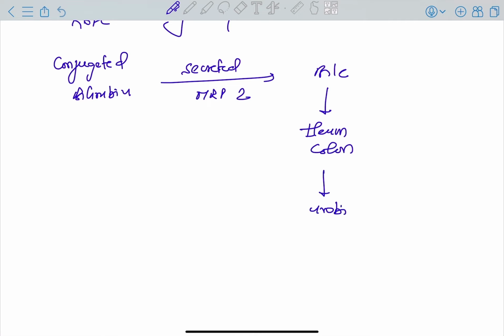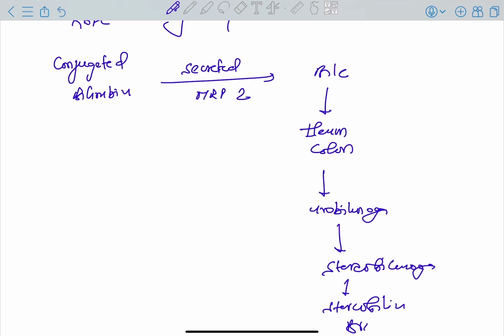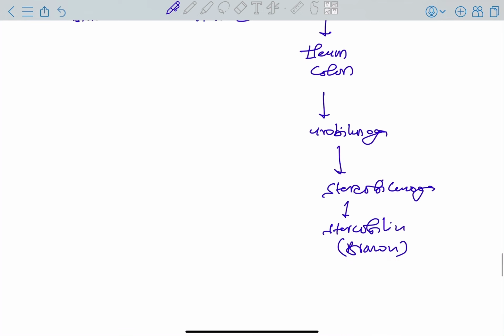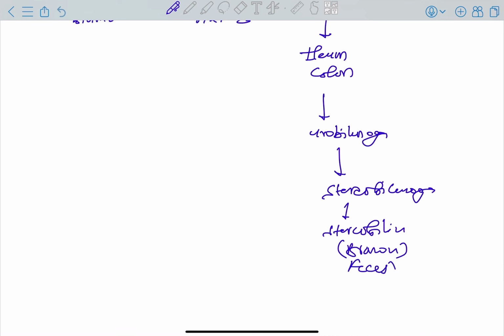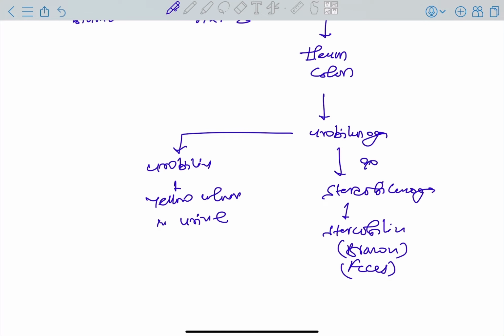and then it is forming the urobilinogen. 90% of urobilinogen is converted to stercobilinogen, which is forming the stercobilin. Now this stercobilin is responsible for the brown color in the feces, यही brown कर देता है, and some part of urobilinogen is converted to urobilin, which is providing the yellow color in urine. ठीक है, 90% stercobilinogen में चला जाता है.